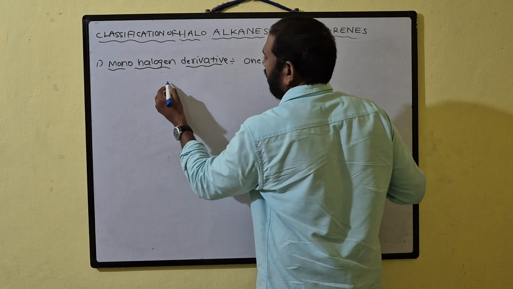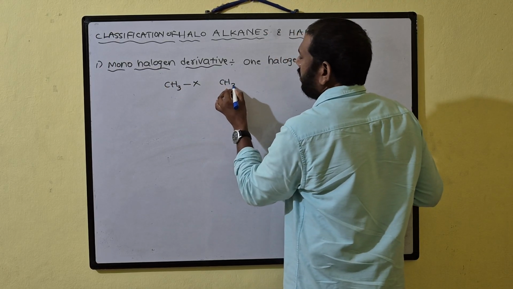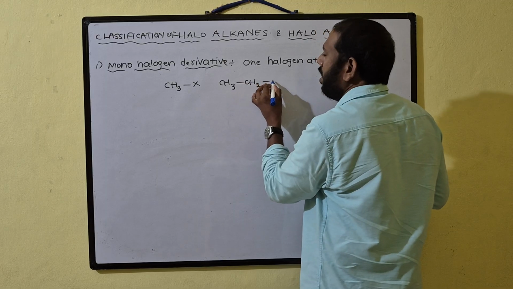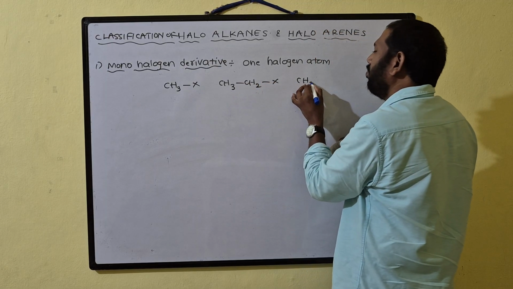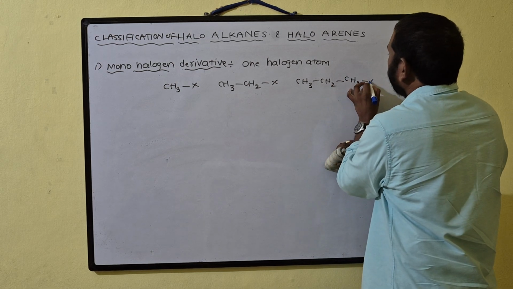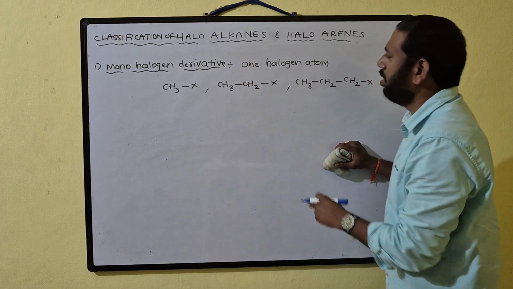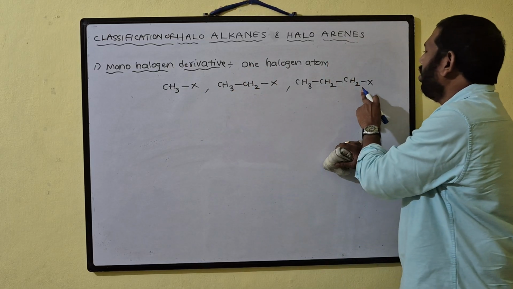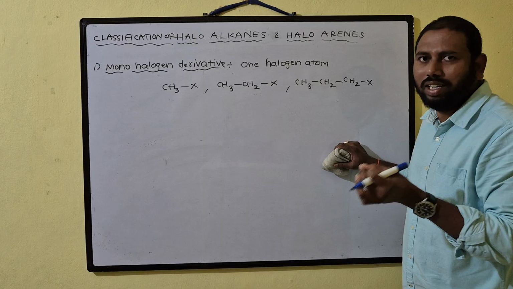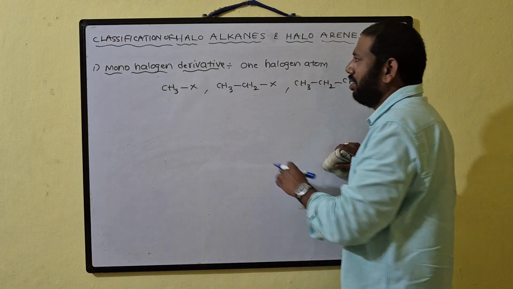that is called a monohalogen derivative. For example, CH3X, CH3CH2X, CH3CH2CH2X. All these compounds contain only one halogen atom. If the compound contains only one halogen atom, that is called a monohalogen derivative, right?